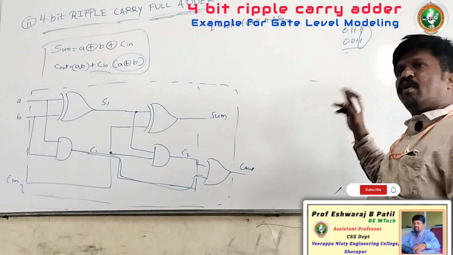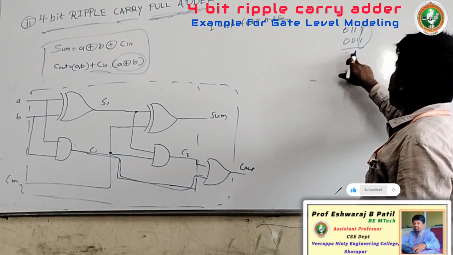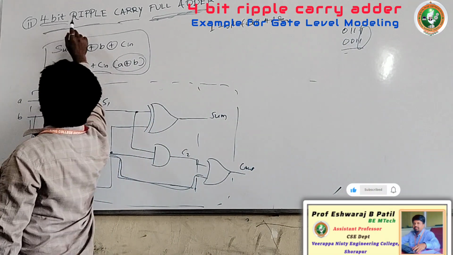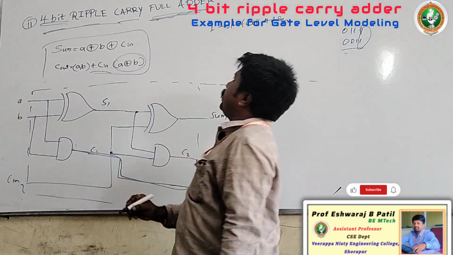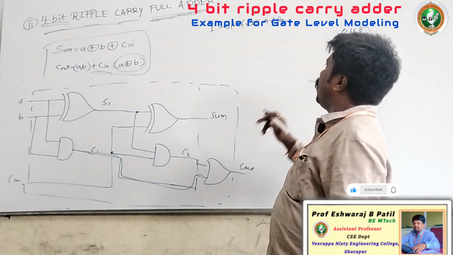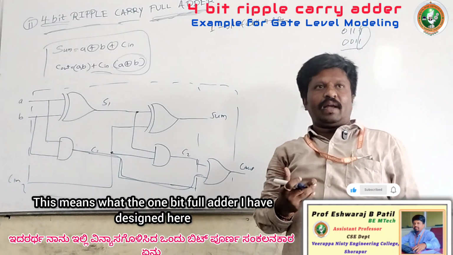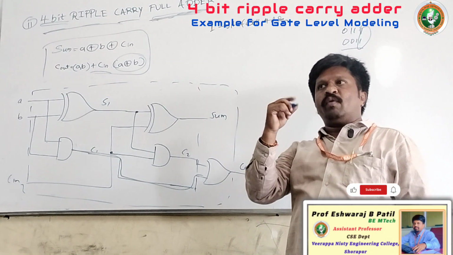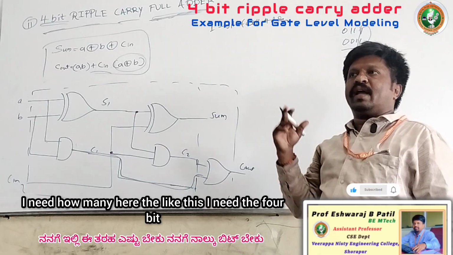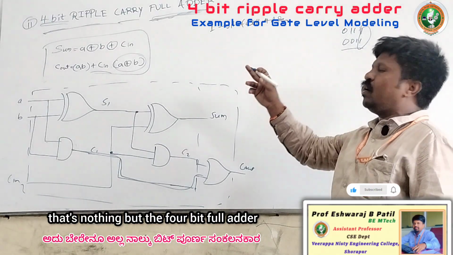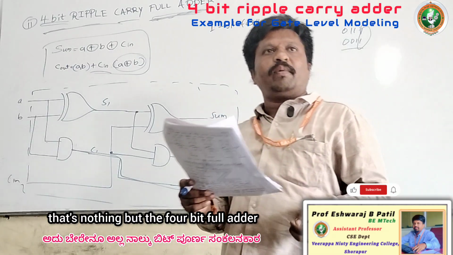I need how many? 4 bits: first bit, second bit, third bit, 4th bit. That one we need is the 4 bit ripple carry adder, RCA. This means the 1 bit full adder I designed here, only 1 bit. Like this I need 4 full adders here. That's nothing but the 4 bit full adder.